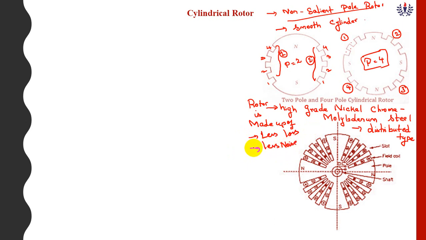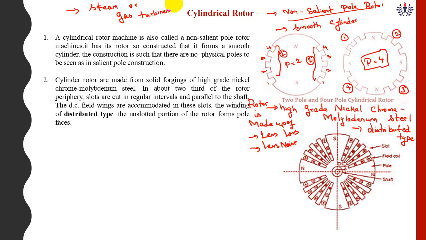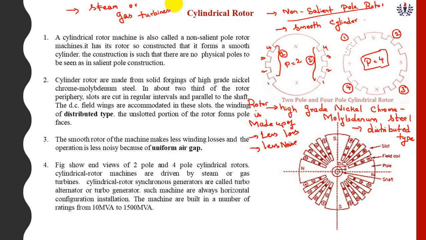And this rotor will create less noise. Where is the cylindrical rotor used? It is used to run steam or gas turbines. For that purpose they operate this cylindrical rotor. The theory is available, you can go through the same content.